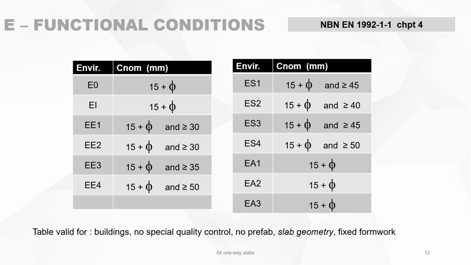When you have an environmental class EE1, then the minimum concrete cover must be bigger than 30. Also for EE2. For EE3, it must be bigger than 35, and for EE4, bigger than 50. You also have limitations for the ES environmental class. This is an easy way to have a quick estimate of a concrete cover without calculating. Then you see that at least the cover must be 15 millimeters plus the maximum diameter you used.